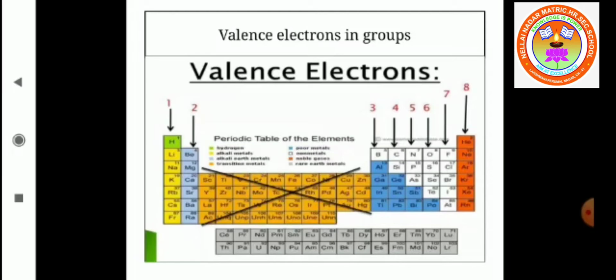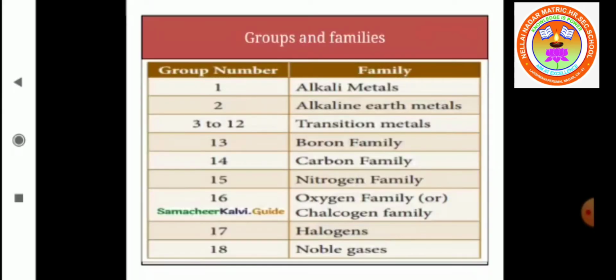What are valence electrons? The electrons that are present at the outermost shell of an element are called valence electrons. They are ready to be involved in chemical reactions, chemical bonding. The combining capacity of an element is called its valency. Okay children?